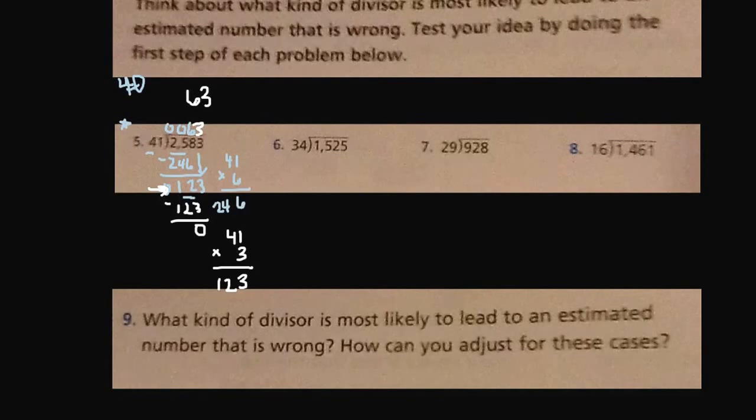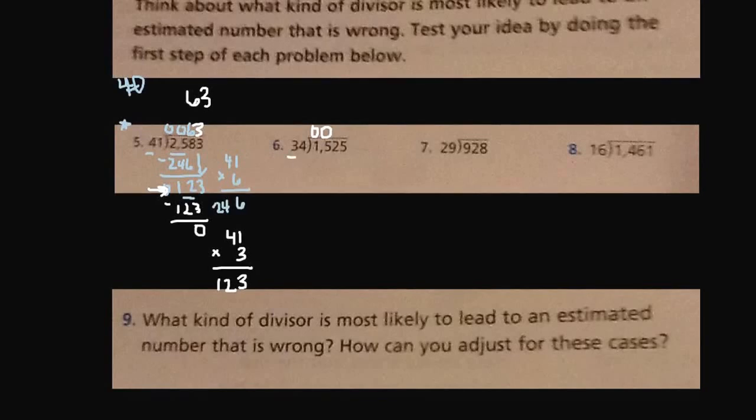Excellent. Okay, so let's take a look at number 6. I have 1,525 divided by 34. Okay, so first I'm going to look at this. 34 will not go into 1, so I put the 0 up. 34 will not go into 15, so I put the 0 up. Okay, 34 will go into 152. I just have to figure out how many times. Now again, I'm going to look at the front number, 3. Okay, I'm going to look at the front two numbers here, 15. I know 3 goes into 15 perfectly 5 times, so I'm going to try 34 times 5 to see if that gets me close to 152.